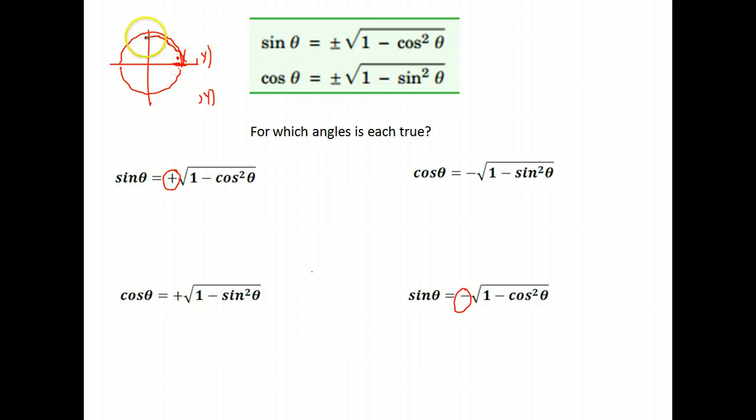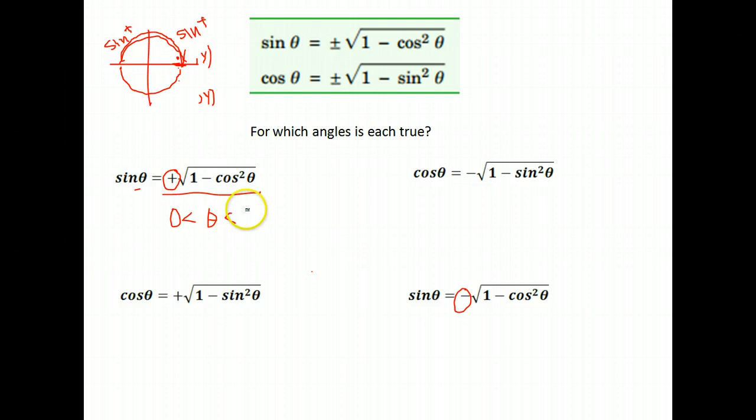In the top of our unit circle, remember, sine is positive in the first quadrant, and sine is also positive in the second quadrant. It's negative in the third quadrant and in the fourth quadrant. Remember, that's because sine is the y value of a given point. Y values are negative down here and positive up here. So for what angles would sine be equal to the positive square root of 1 minus cosine squared? Well, that would be for any angles in the top here, so angles between 0 and 180 degrees, or between 0 and pi radians, depending on which you're working in.